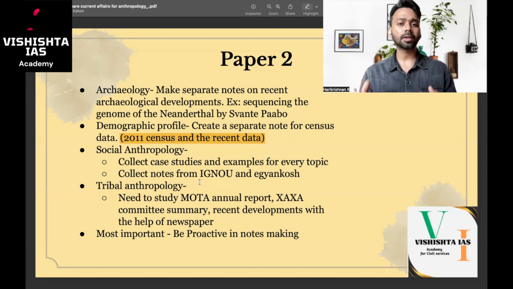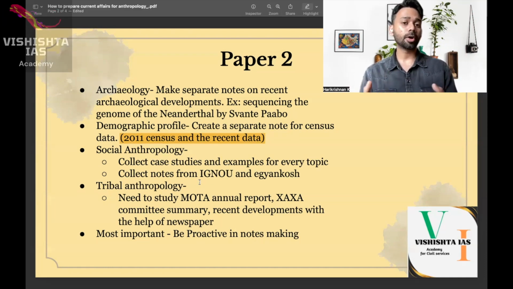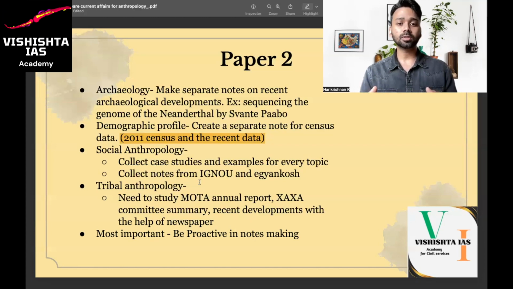There are a lot of articles available in The Hindu on a daily basis. So try to pick up certain points which will get you to a point where you can write good answers, that will enhance your answers in a good way. So that is one point about social anthropology.